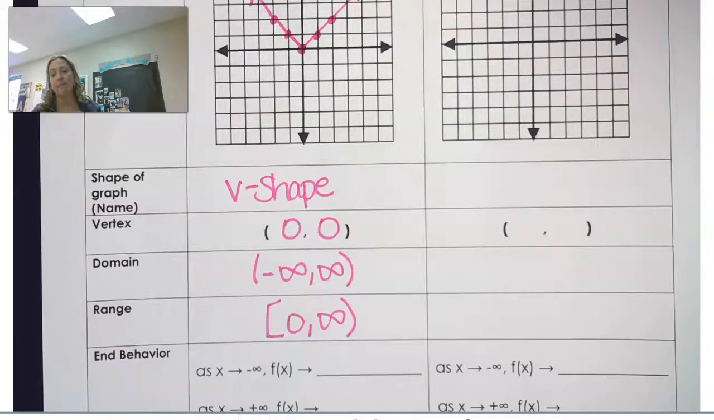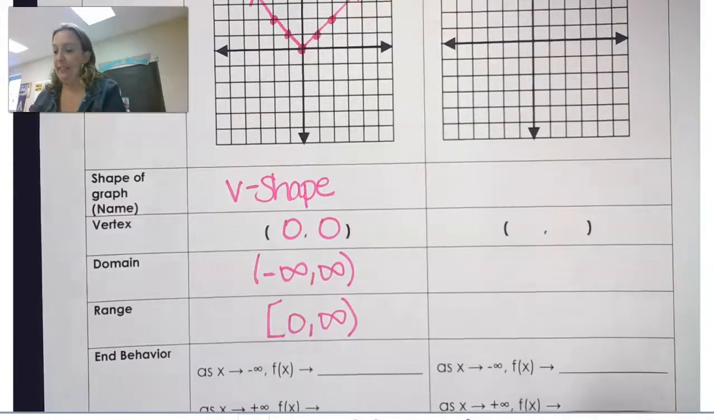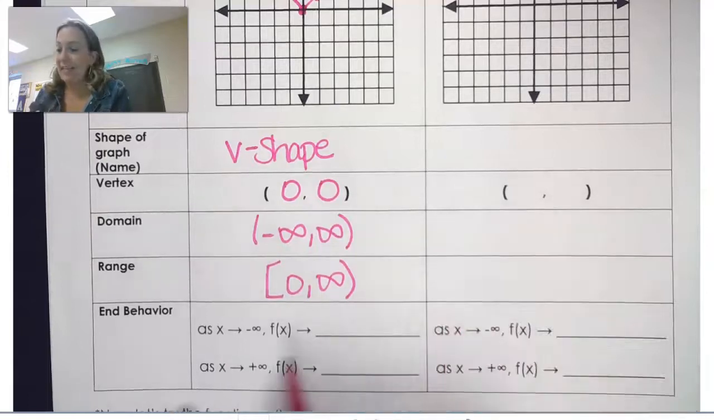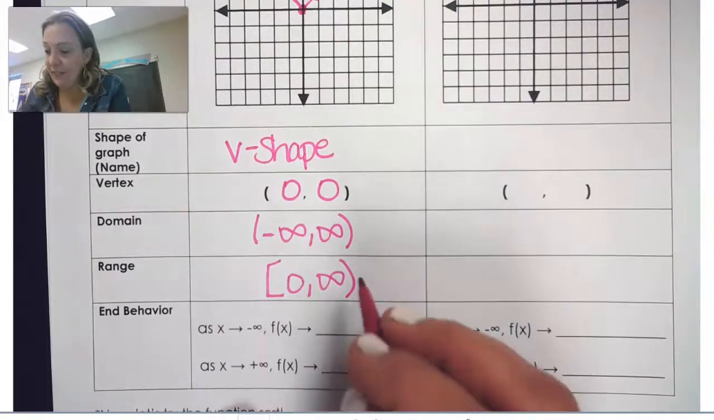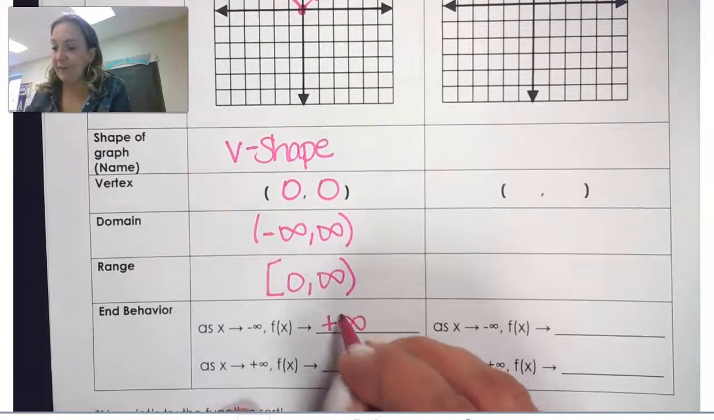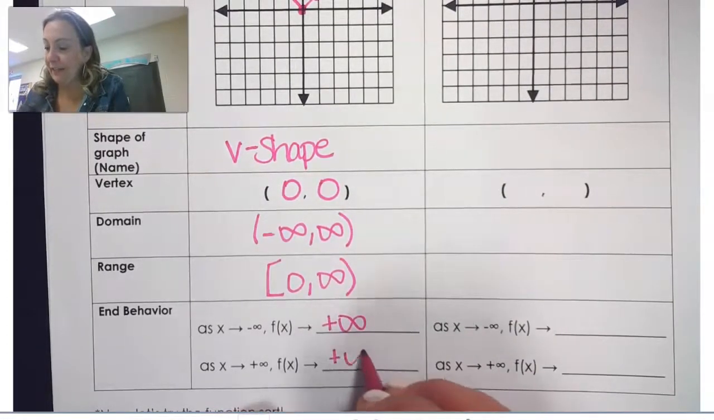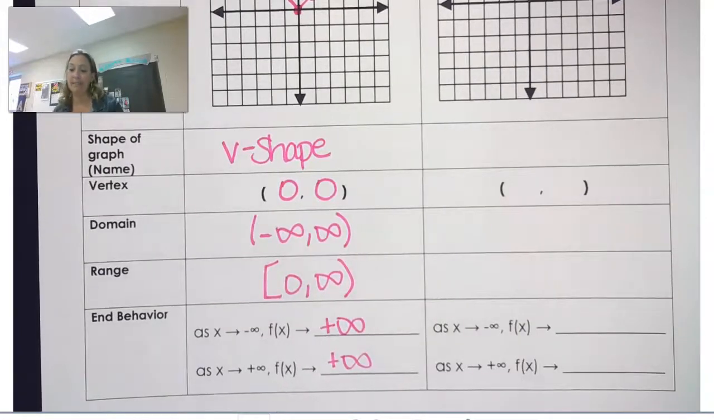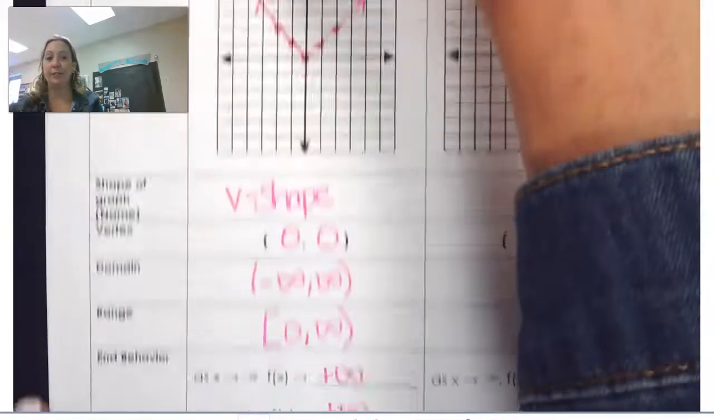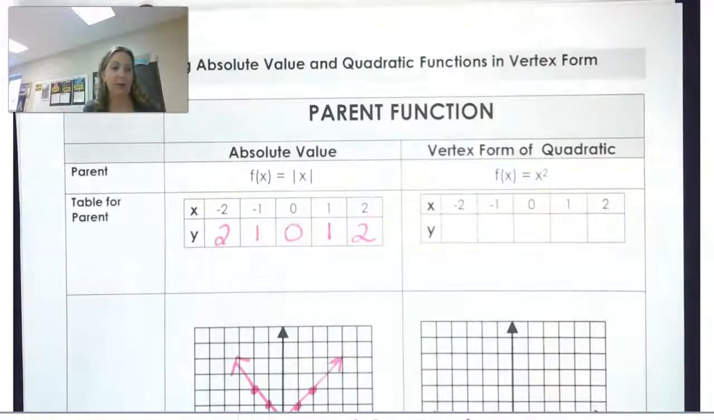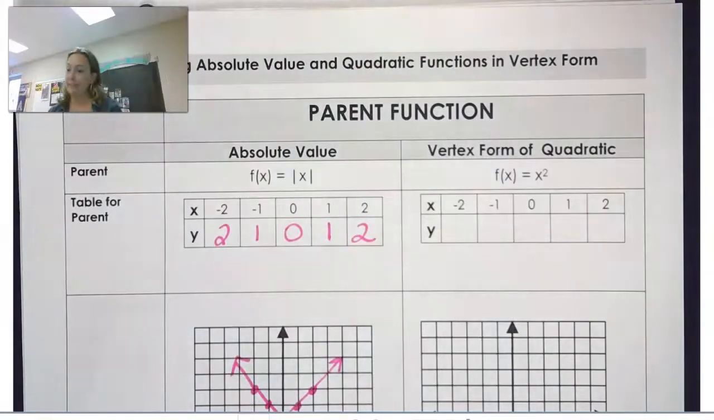And we also talked about end behavior. We know because both sides are ending up, as x goes to -infinity, f of x goes to +infinity. And as x goes to positive infinity, f of x also goes to positive infinity. And that's what we know about our absolute value functions. But now let's review the quadratic functions.